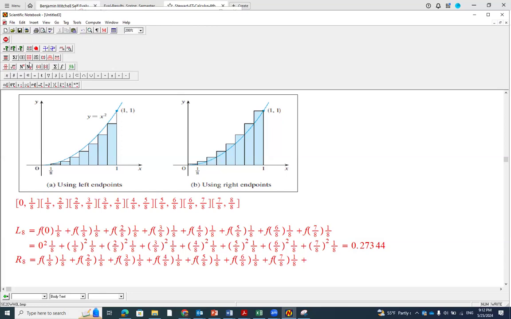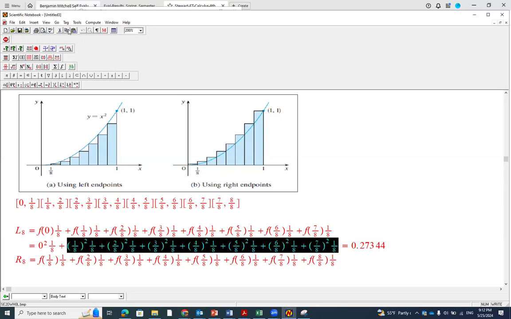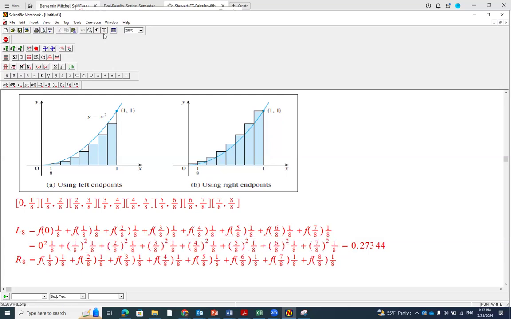The last one is f of 8/8, multiplied by the width. If we plug in like we did last time, we need to add the last one, which is 8/8, which is 1 squared, multiplied by 1/8. And we get another approximation from the right.